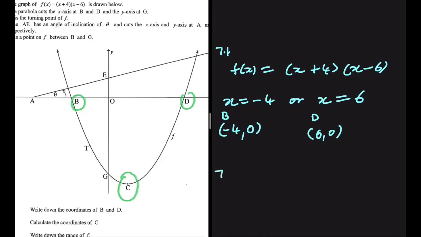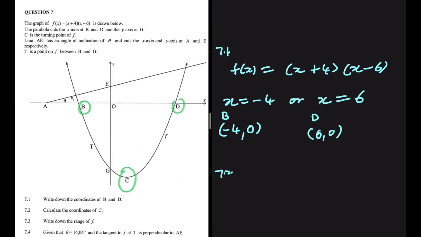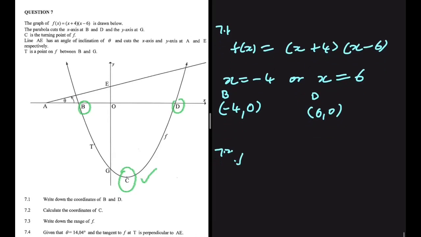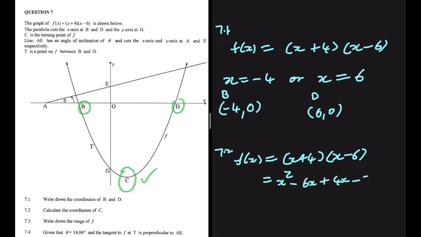Let's look at 7.2. Calculate the coordinates of C. C is the turning point of f of x. We are given that f of x equals x plus 4 multiplied by x minus 6. Let's go ahead and multiply out. If we do that, we're going to get x squared minus 6x plus 4x minus 24. So we're going to have x squared minus 2x minus 24.